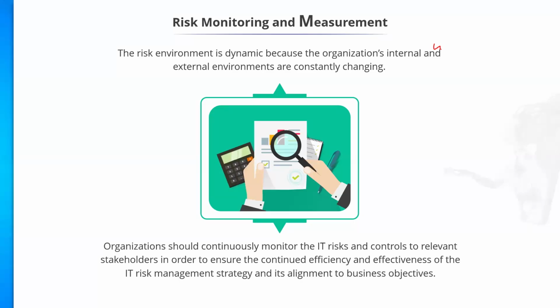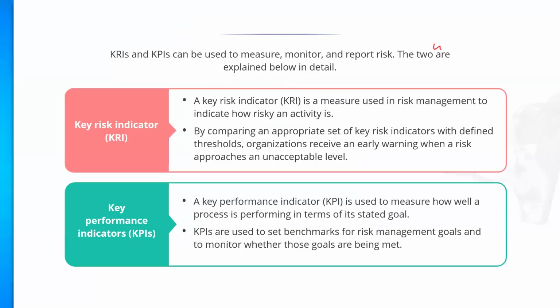Like ISO, a body which publishes and releases standards, has recently come up with ISO 42001 related to AI risk. So you should have a mechanism in place to constantly monitor IT risk and controls with relevant stakeholders, in order to ensure the continued efficiency and effectiveness of the IT management strategy. So what do you monitor? KPIs and KRIs.